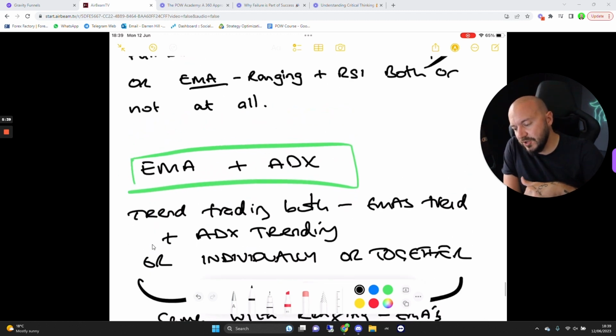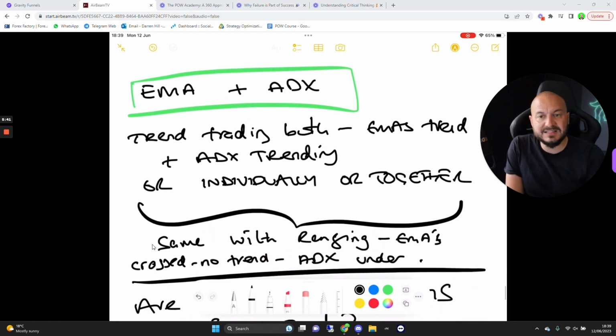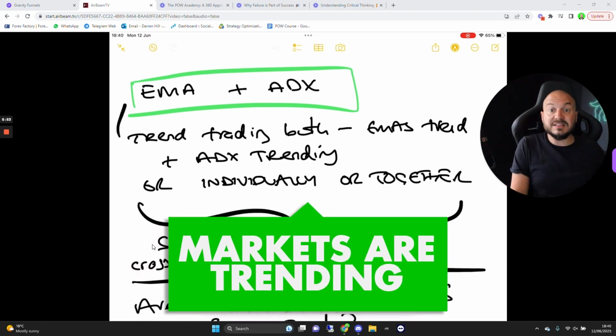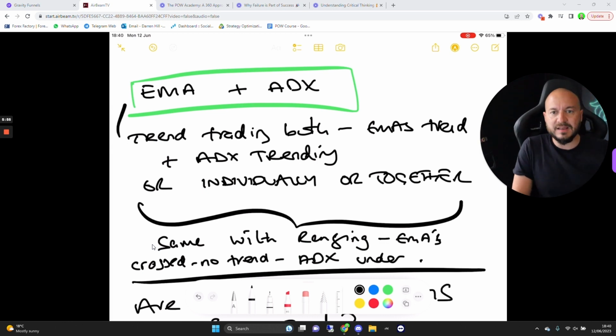Now we could also use the EMA and ADX together. If we're looking for trend trading with the EMA, so they're all in perfect order, and then we're looking for the ADX to be above a threshold, which tells us, A, markets are trending and there's real strength to that move. So let's get in and make a little bit of that move too.